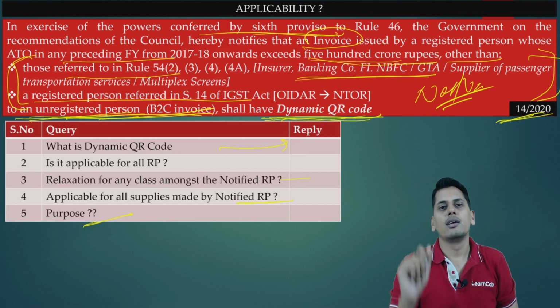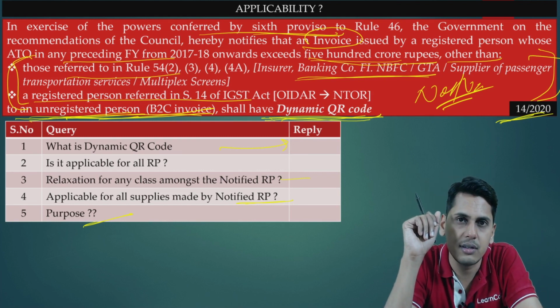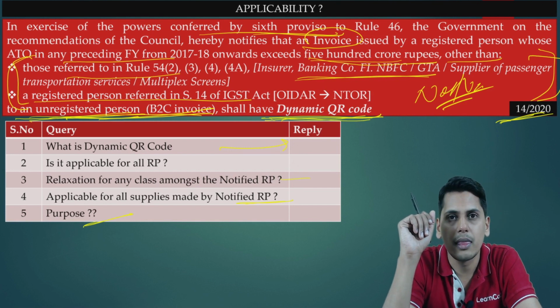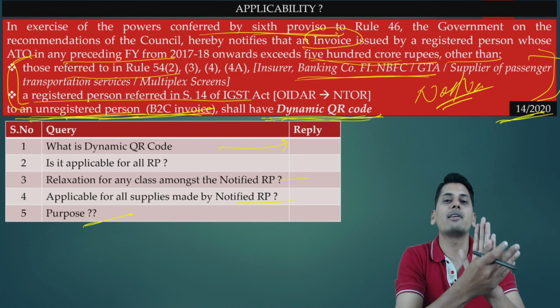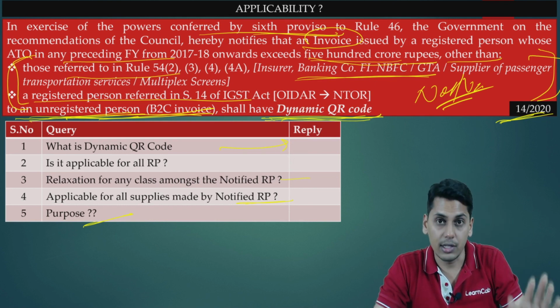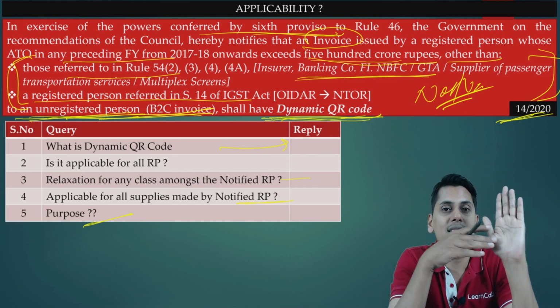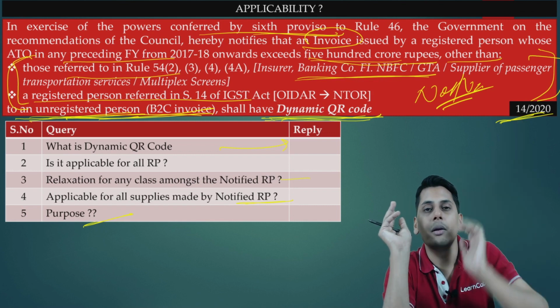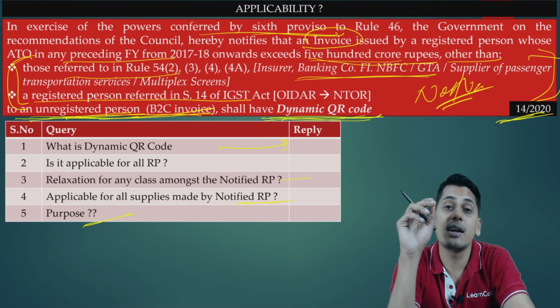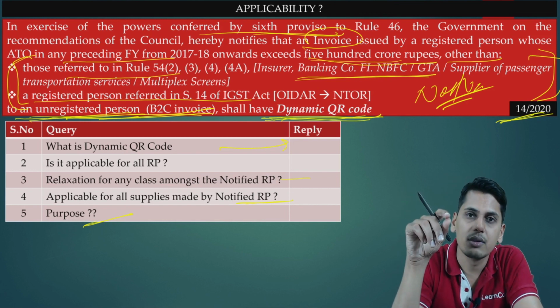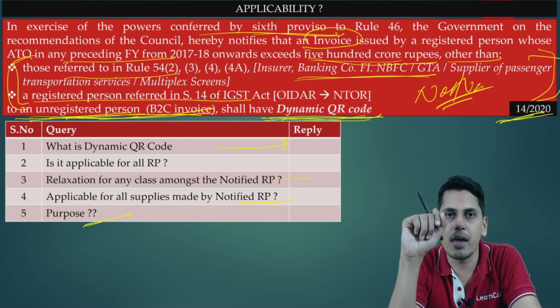Now friends, is there any legal provision? Here it tells you that the contents of tax invoice for these notified registered persons, they should have a dynamic QR code which is printed on their invoice, using which the buyer can make digital payments. Is there any particular provision which mandates the supplier to do so?